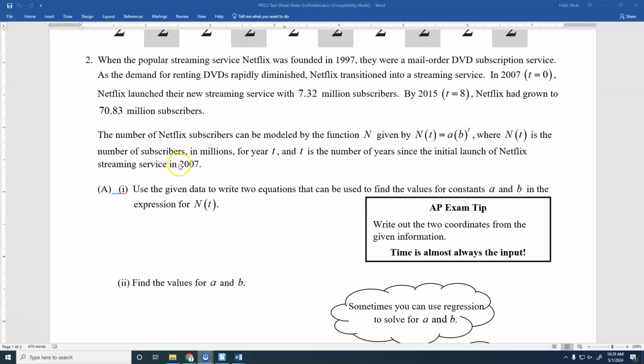2007 probably sounds old to you guys. Seems like no time ago to me.